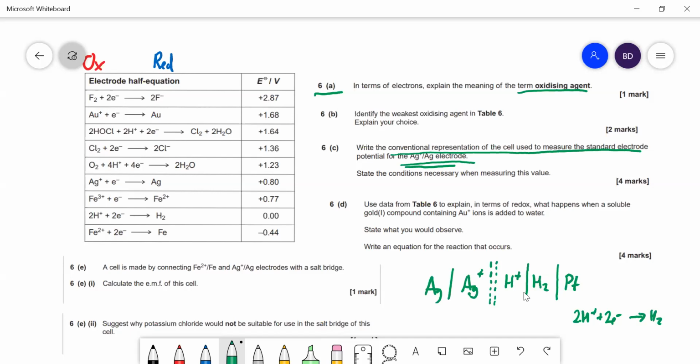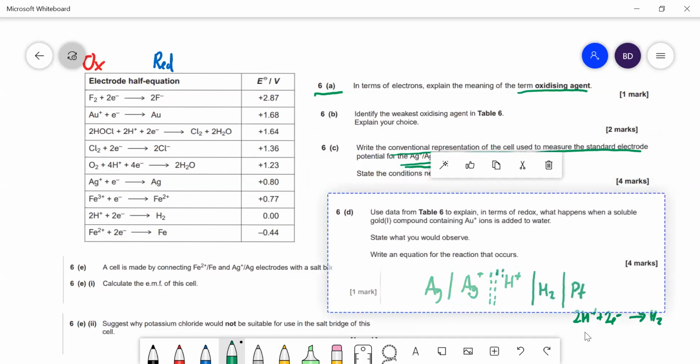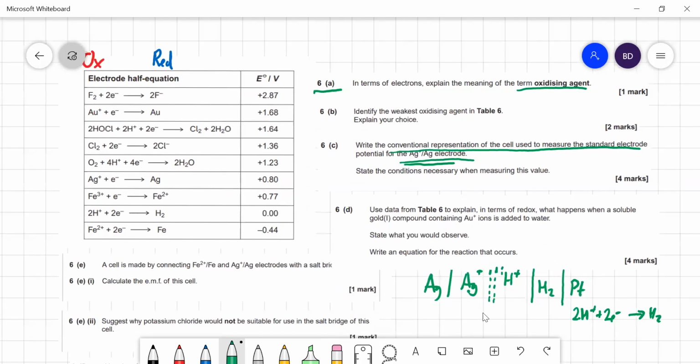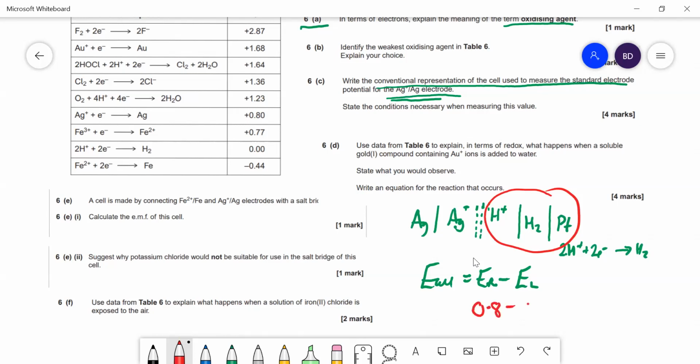Okay, and just to remind you, why do we always put the standard hydrogen electrode on the right? Well, the reason why is because, remember, E cell is equal to E right minus E left, and of course the definition of this one is 0, isn't it? So it's going to be the value for silver, which is 0.8 minus 0, and E cell is the same as the electrode potential of the one that we're comparing against hydrogen.